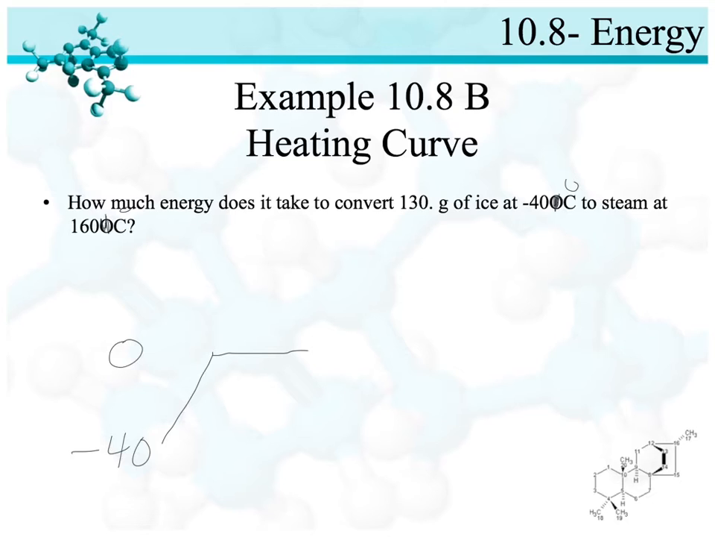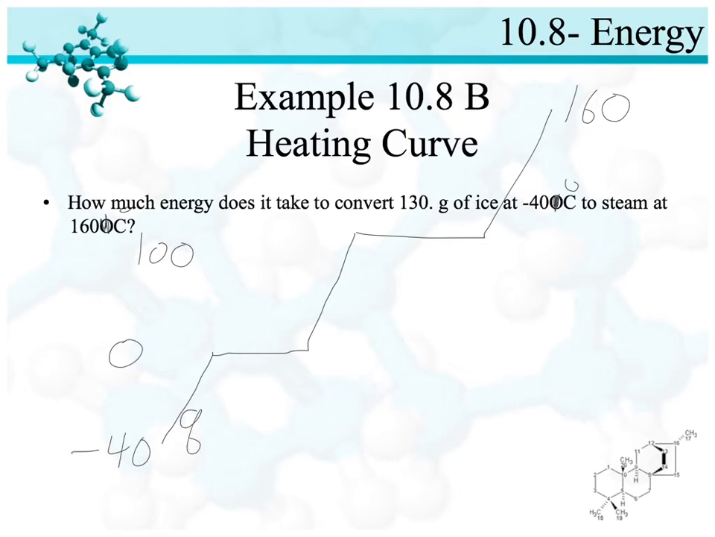And then it'll melt, and then it's going to go up to 100. We're not trying to draw the slopes totally to scale. And then it'll boil, and then we need to go up to 160. Okay. So there are 5 different energy changes going on here.